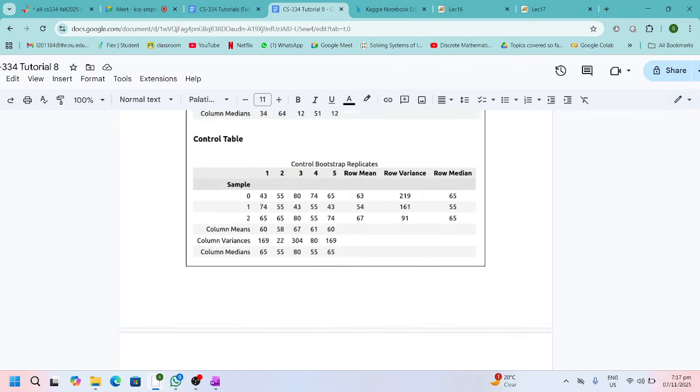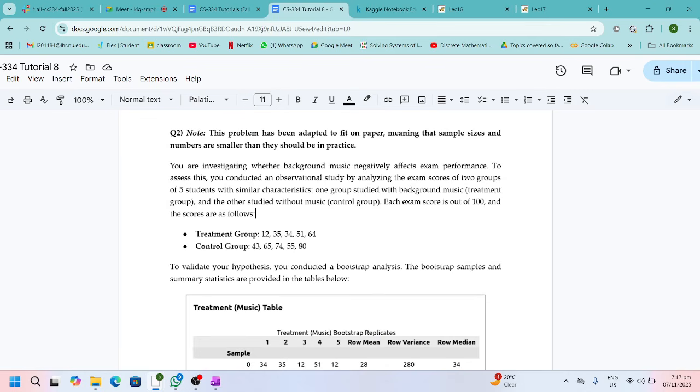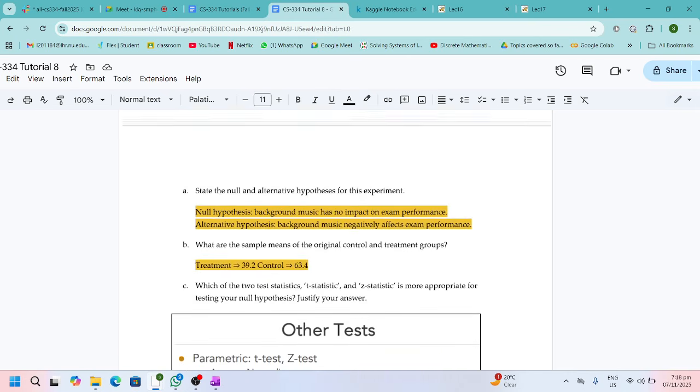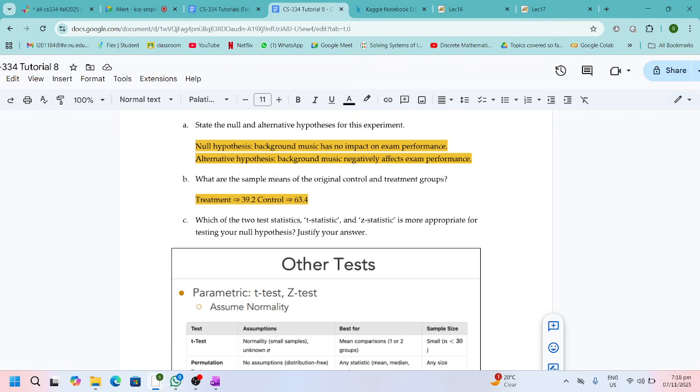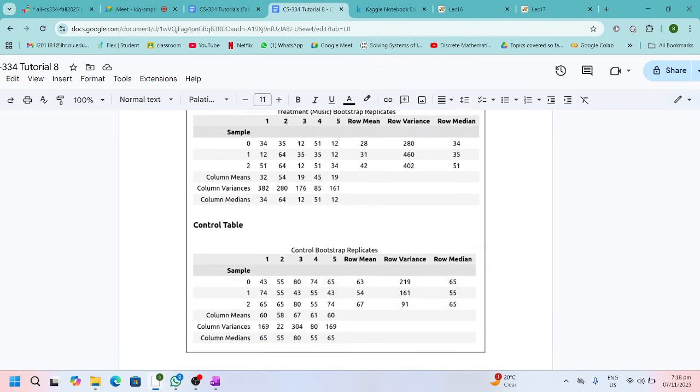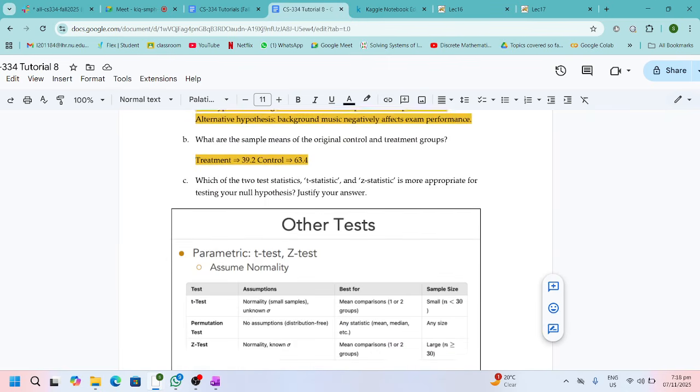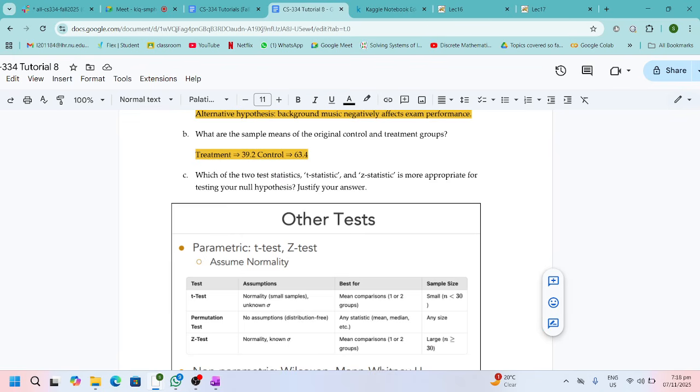State the null and the alternative hypothesis for this experiment. The null hypothesis will be that background music does not impact student performance. The alternative will be that it does affect, or in this case, negatively affect exam performance. Then you compute the means of the original and the treatment group. I'm not going to do this right now. It's already been done for you.